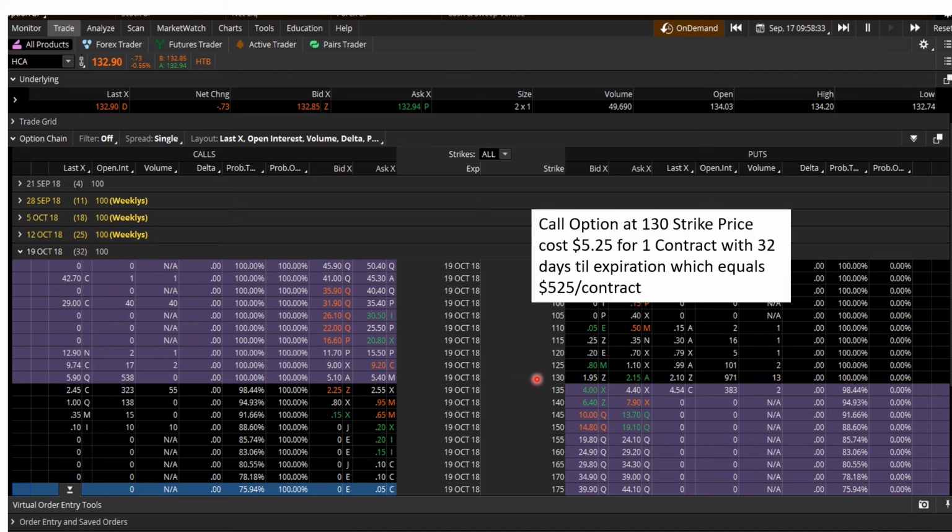So we purchased a 130 strike, our at the money strike, which cost us $5.25, which, as we just learned, is equivalent to $525 per contract. And the bid and the ask price are here. 525 was actually the mid price that we paid.